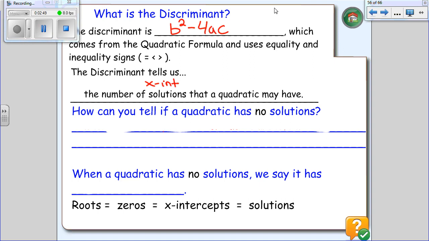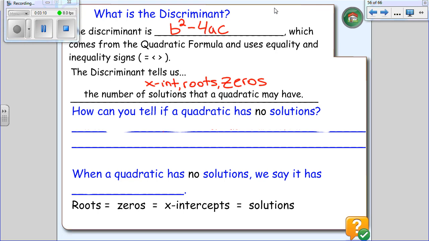What's another word we might use? Roots. Perfect. What's another word we might use? Solutions. What's another word we might use? Zeros. Awesome. So it tells you how many of those you're going to have. Those all mean the same thing.